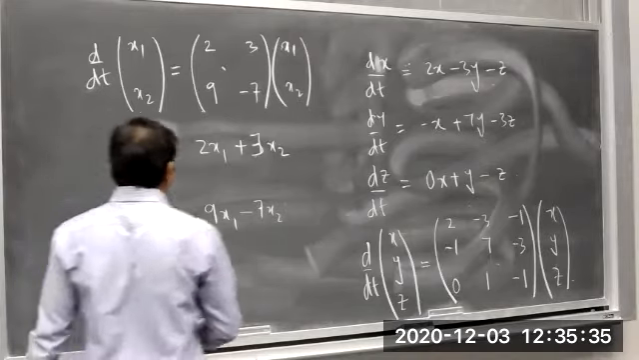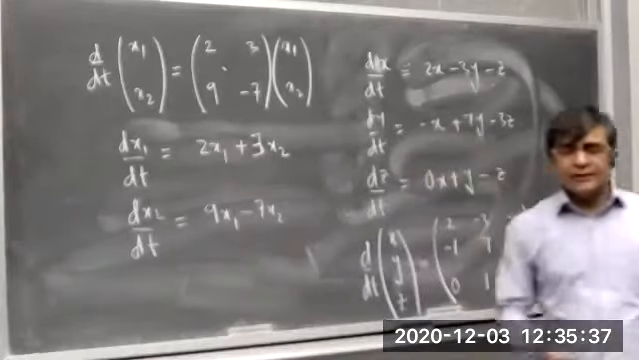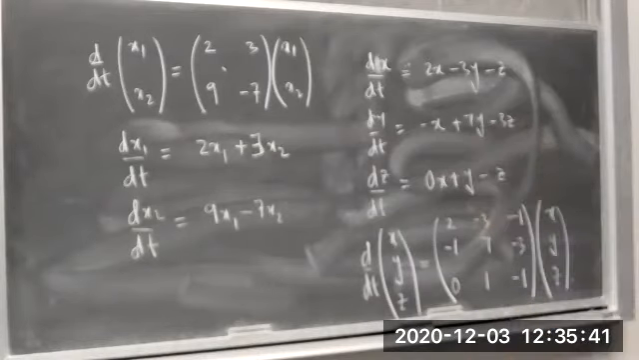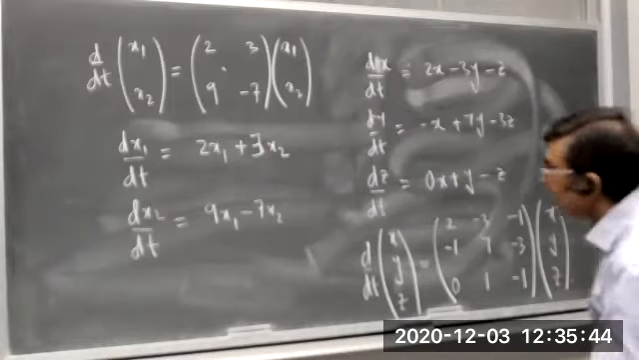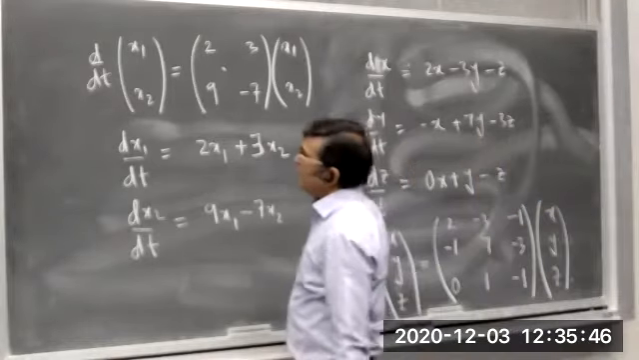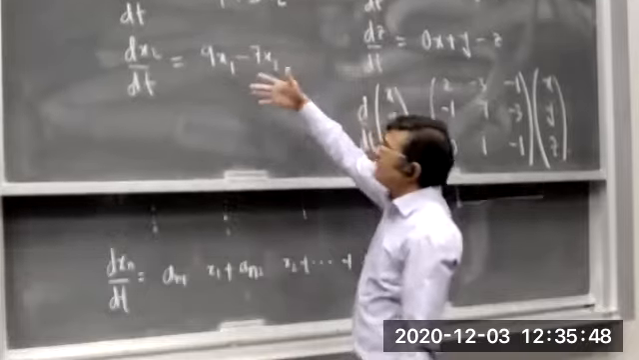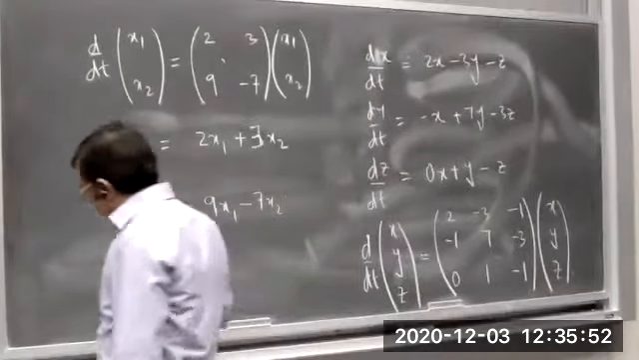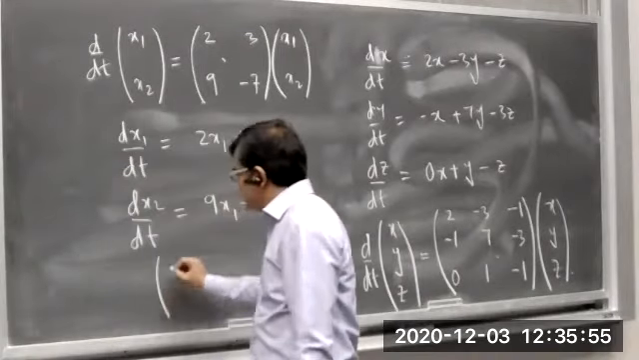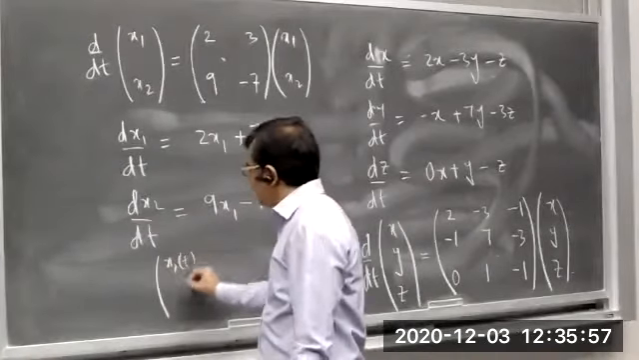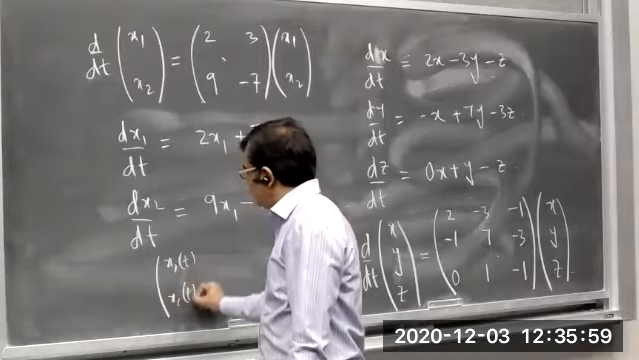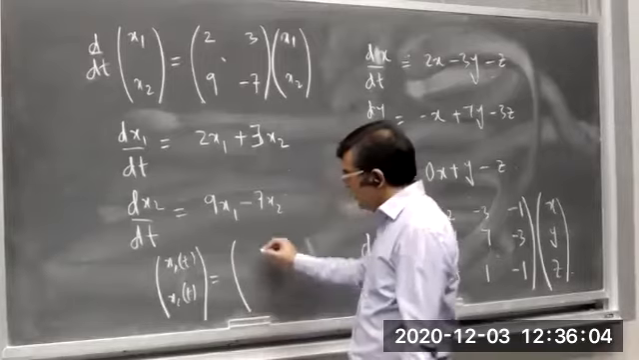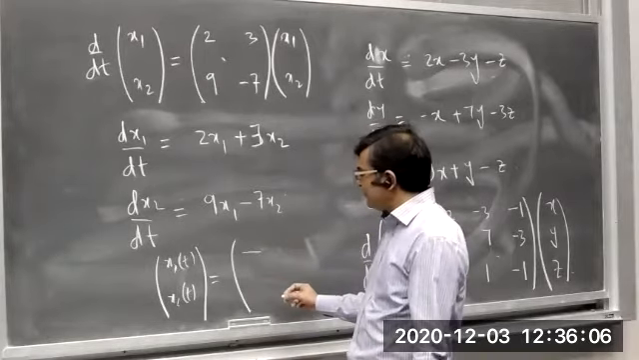What is now the solution of this system of first order ODEs, which is homogeneous with constant coefficients, obviously? Now, what is the solution of this system? Obviously, the solution is a vector. The solution must be a vector (x1(t), x2(t)), and these should be functions of t.